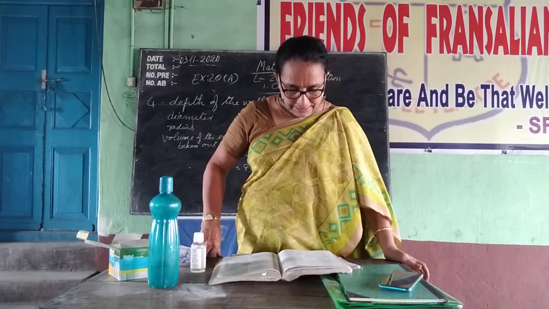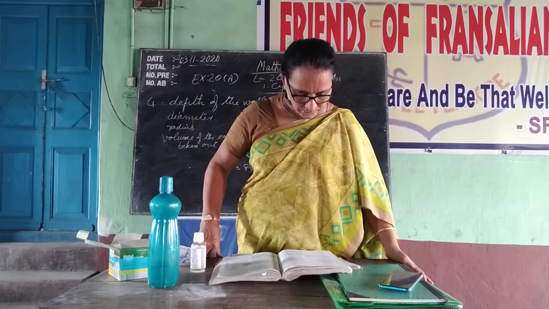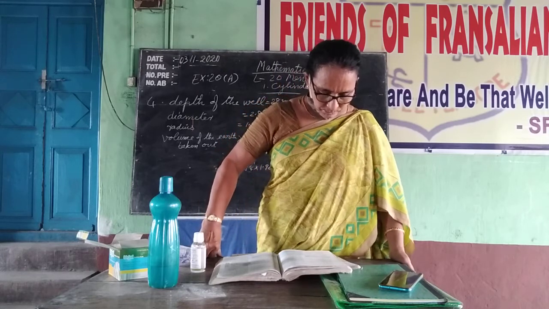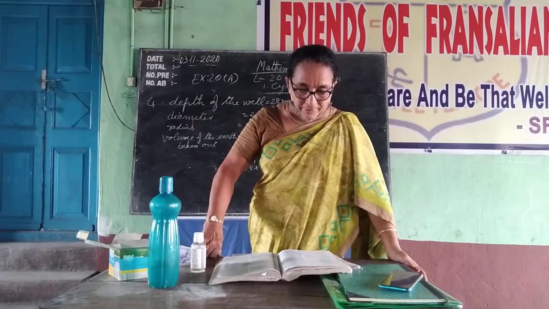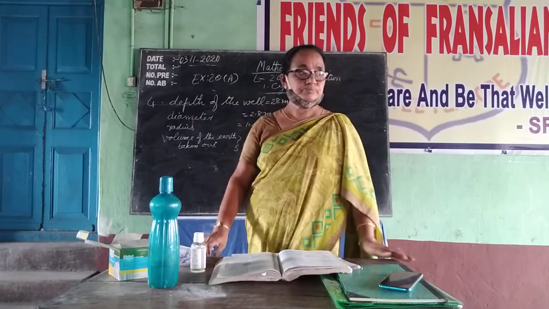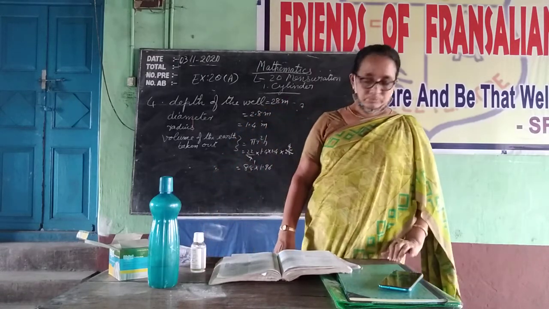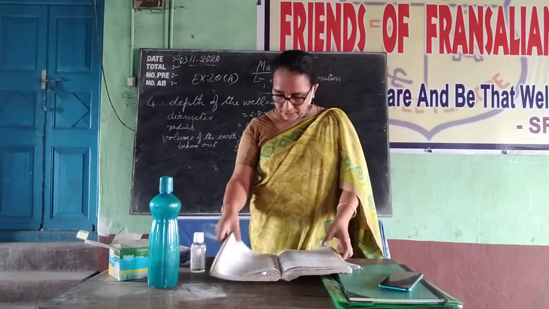Sums 6, 7, 8, 9, 10 you have to do as homework. Not 6, 5 onwards. 5, 6, 7, 8, 9, 5 sums. Without decimal 1 point.